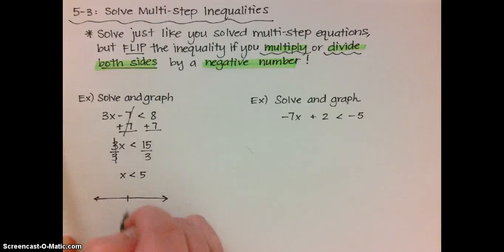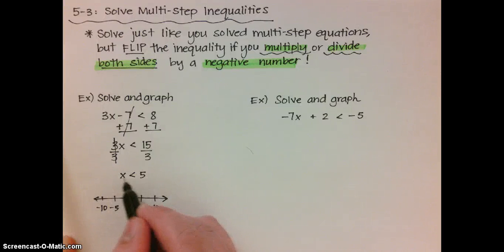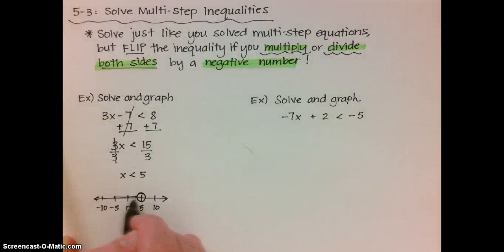So to graph it, because I do have my variable on the left-hand side, it is much easier to graph it. So all the numbers x that are less than 5, which means it cannot be equal to 5, but it can be any of the numbers that are less than 5. So I'm going to shade any of those possible solutions for this inequality. So that's going to be pointing to the left-hand side.